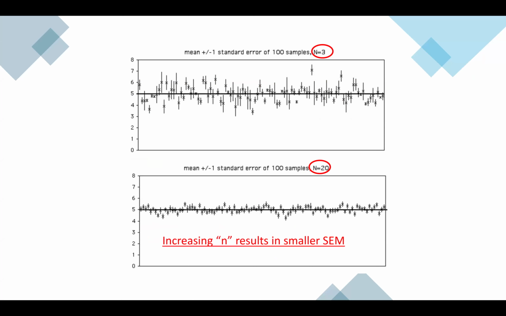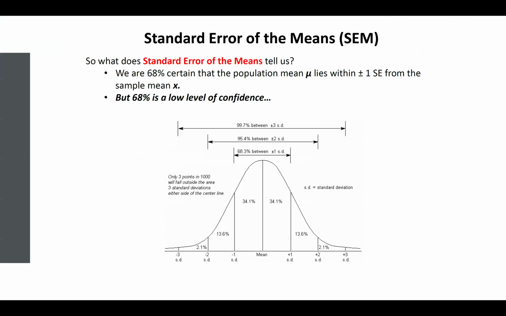So this will show you N equals 3 on top, out of 100 samples. And you can see that the standard error is huge. That line across the X is pretty big. But if you have 20 samples on the bottom, see how much smaller that is? That means your standard error is much smaller, meaning that you're doing a much better job at really talking about what the population is.